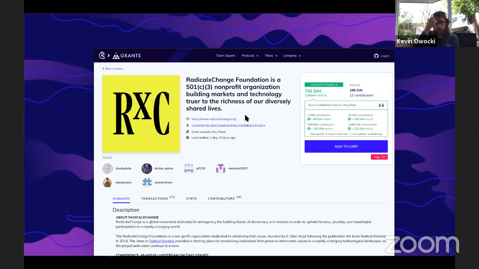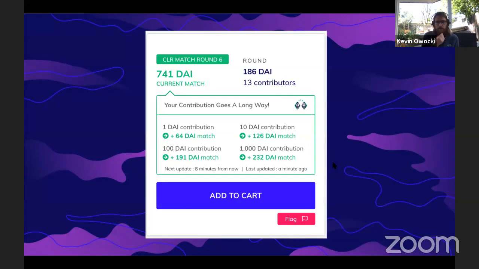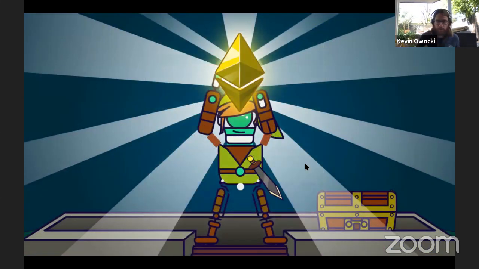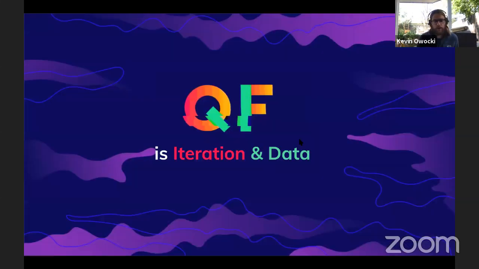This is for Radical Exchange, which is a nonprofit organization building markets and technology to create liberal radicalism, basically digital democracy. And as I showed you about 5 minutes ago, this is the user interface for donating to a Gitcoin grant. It's really powerful, particularly for grants that have a broad amount of support, to be able to raise from the community, get matched with quadratic funding, and earn cryptocurrency with the quadratic funding campaign.